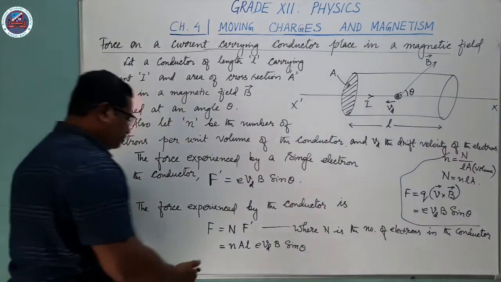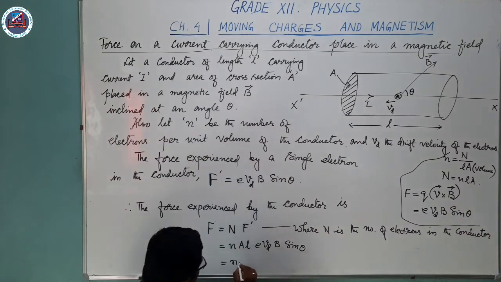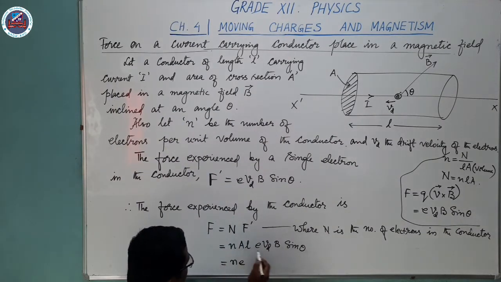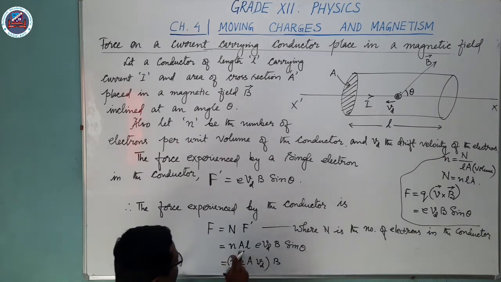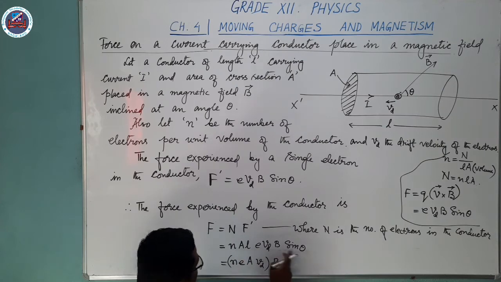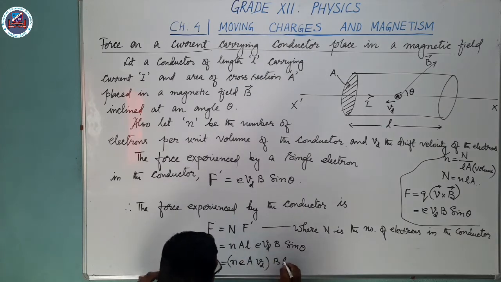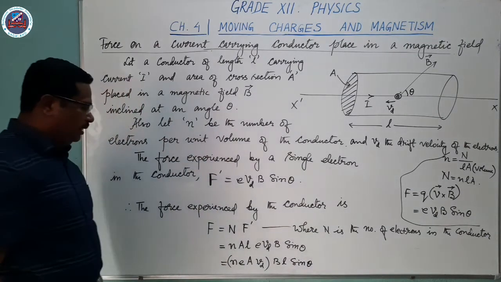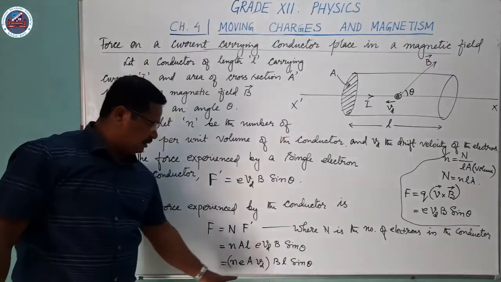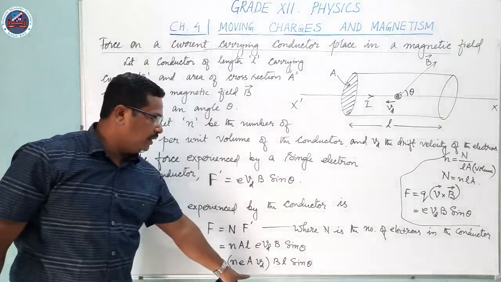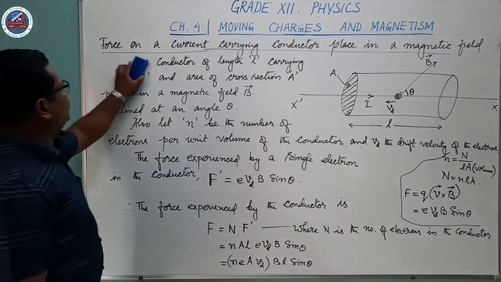So now here, this one, NEAVD. You know what it represents? B. NEAVD, and L B sin theta. B L sin theta remains here, and this is the expression of electric current. In the classical theory of electricity, we have come across the relation between electric current and drift velocity. This is the expression that we can use here.